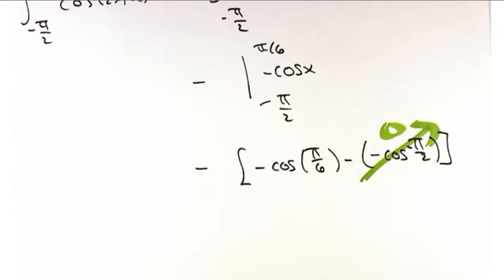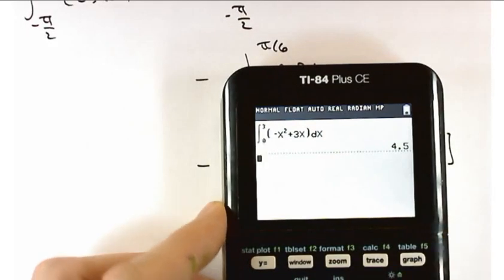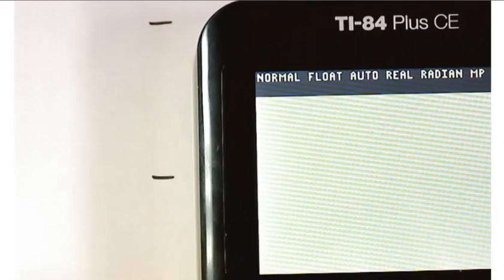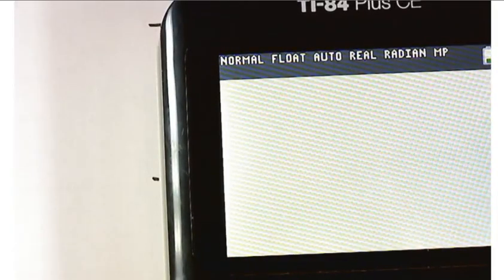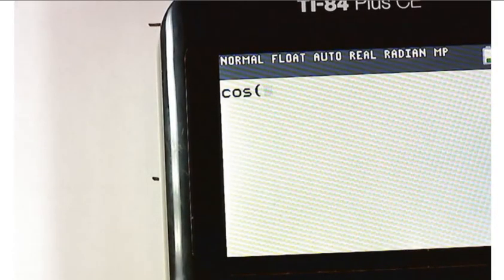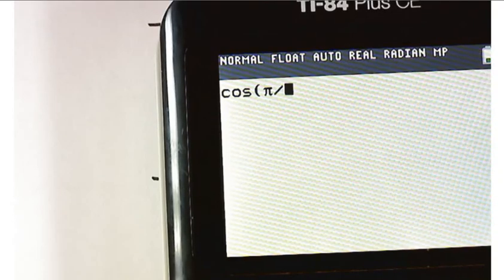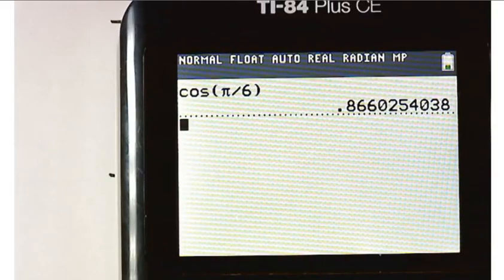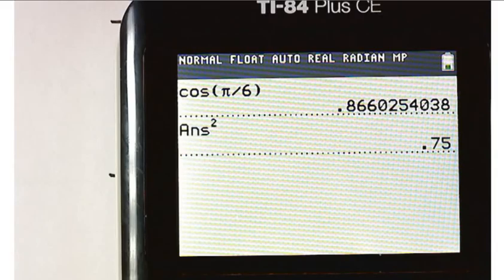If you don't remember it off the top of your head, here's a workaround. Make sure your calculator's in radian mode. Then we'll do cosine of pi over 6, and I'll get some decimal number which I don't recognize at all. But then hit the square key, and maybe recognize that. If you square it, you get 3/4. If you take the square root of that, you get the square root of 3 over the square root of 4, or better yet, the square root of 3 over 2.